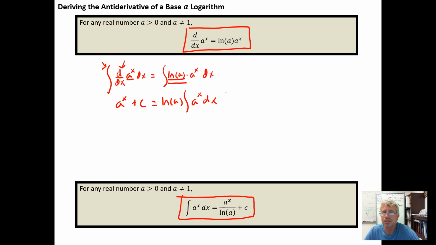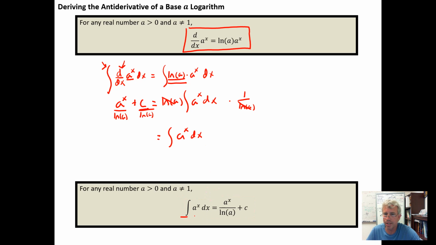And then when I look at this, I want to recognize now that I could multiply both sides by 1 over the natural log of a. And if I do that, I would be dividing everything on the left-hand side by the natural log of a. And if we do that, the natural log of a divided by the natural log of a is just equal to 1. So we get the antiderivative of a to the x dx, which is what we're trying to find. That's right here. That's what we're trying to find. And here I have the a to the x over the natural log of a.